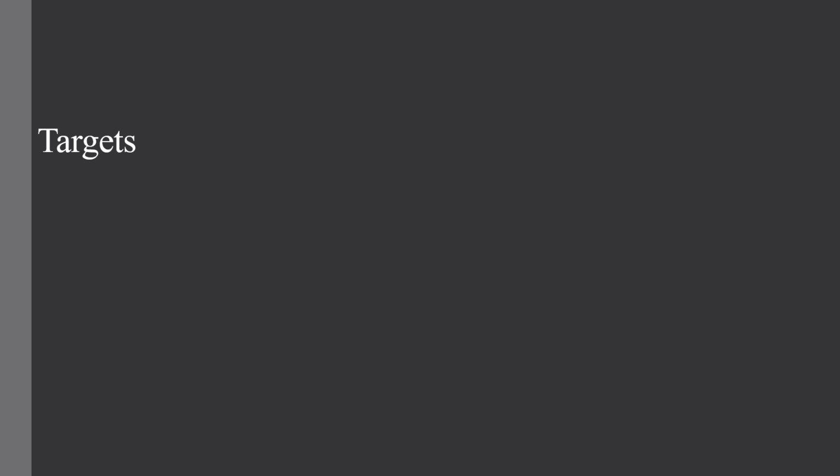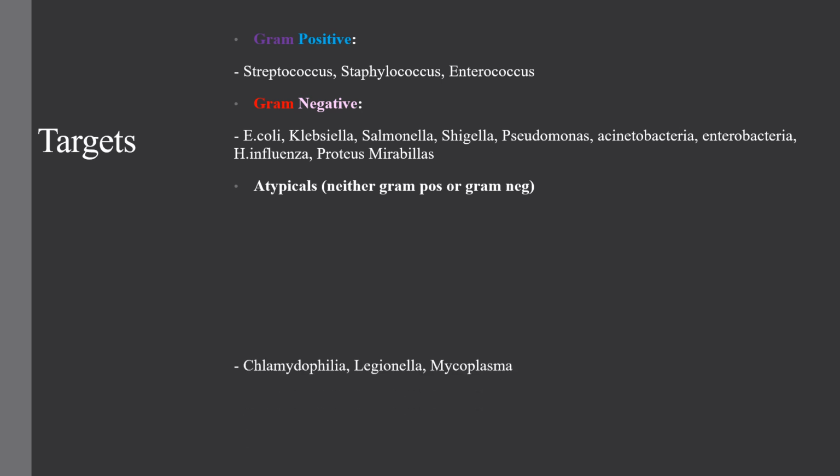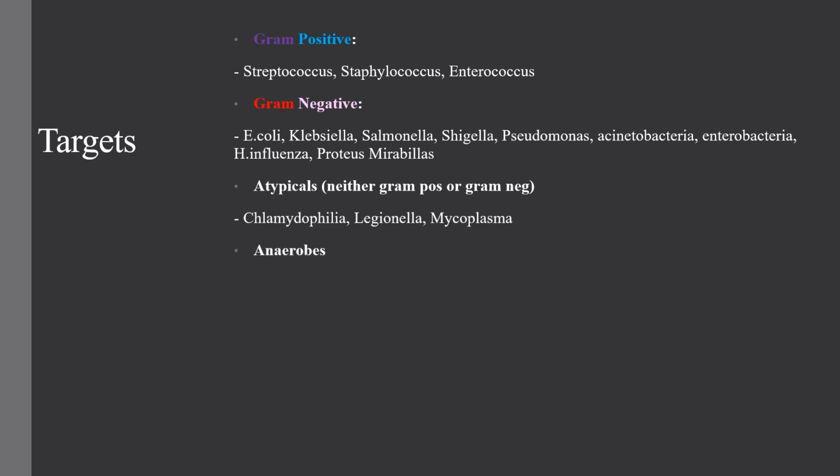So I think the best way to understand antibiotics is understanding the targets. And I don't mean in terms of mechanism of action, I mean what kind of bacteria they affect. So you already know about gram positives and gram negatives. Then you've got your atypicals, and then you also have your anaerobes. Now, for the gram positives, I colored it purple and blue, just so you understand that on a gram stain, this is the color you'd be looking for to identify a gram-positive bacteria.